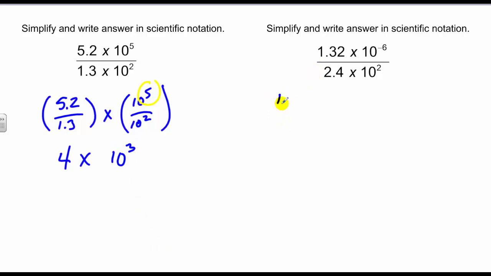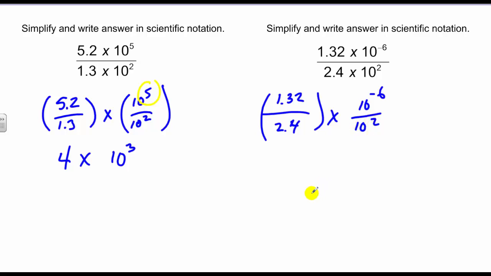Then we take 1.32, divide that by 2.4. Multiply that answer by 10 to the negative 6th over 10 squared. 1.32 divided by 2.4 is equal to 0.55. I could say .55, it doesn't really matter. And then I have 10 to the negative 6 divided by 10 squared.